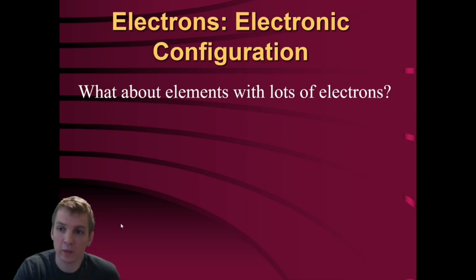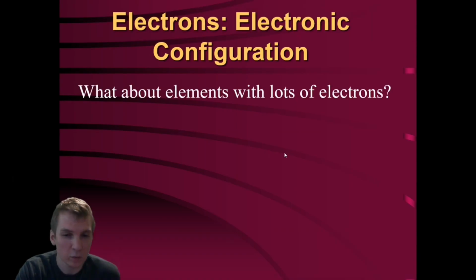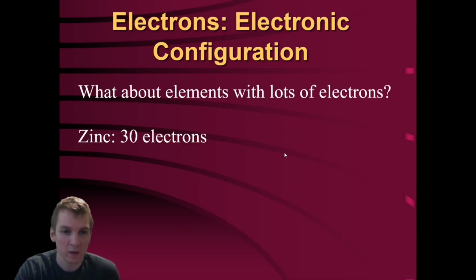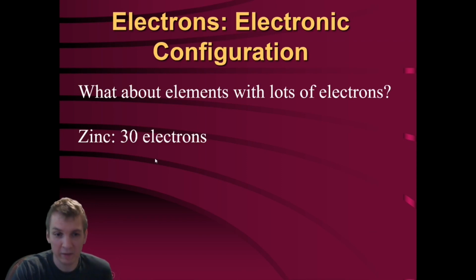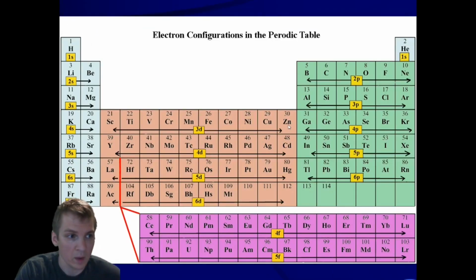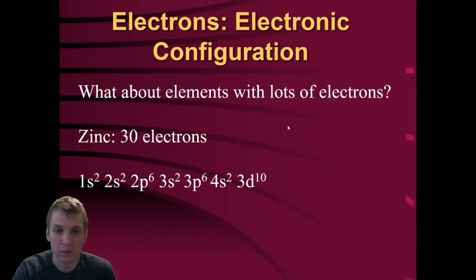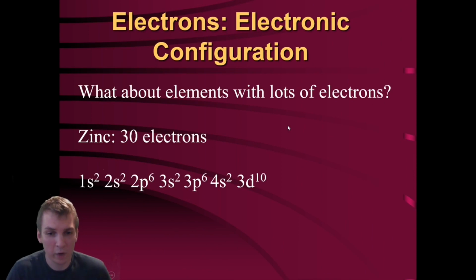What about elements with lots of electrons? For instance, let's say we go with one of these bigger ones. I would say anything more than 20 or so, you have a lot of electrons at that point. And so do you write out that entire electron configuration? Let's take, for instance, the element zinc, and zinc on the periodic table is right there. It's number 30 on the periodic table, so it's got 30 electrons. Would I want to write out that entire electron configuration?